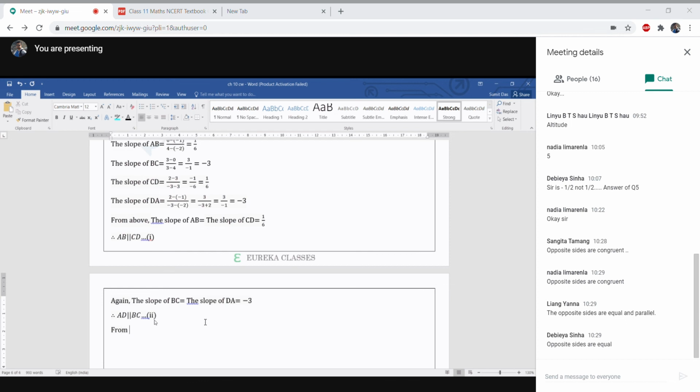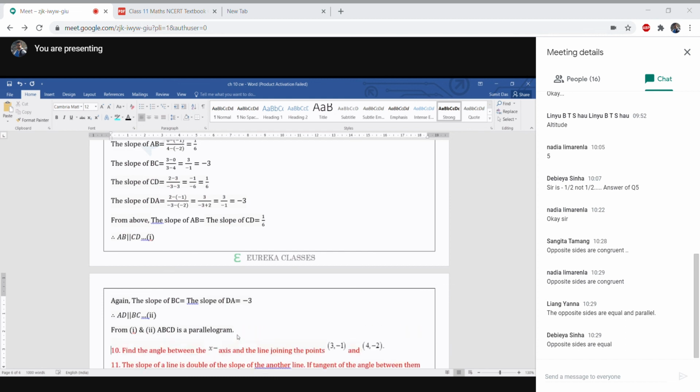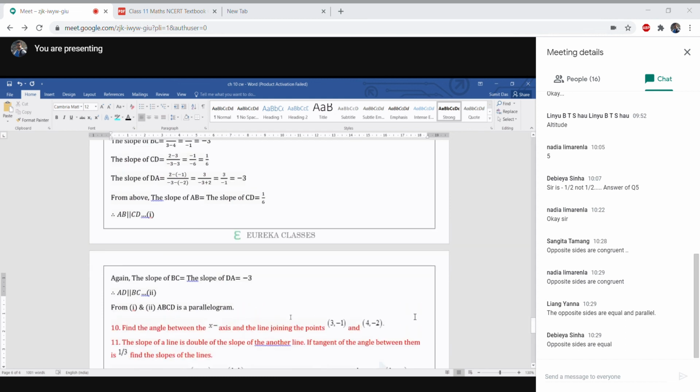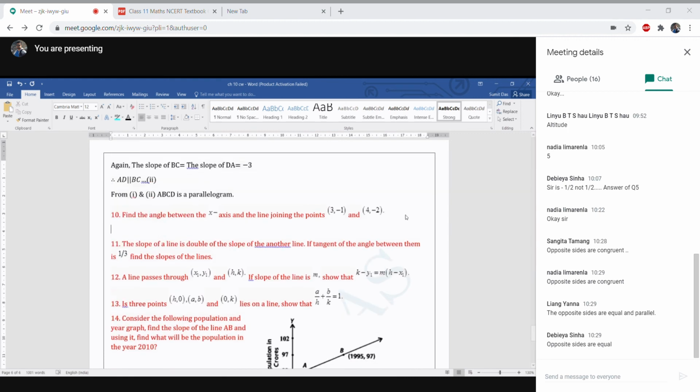From 1 and 2, ABCD is a parallelogram. ABCD is a parallelogram. Okay, very easy. Next question. Next is a very direct question.